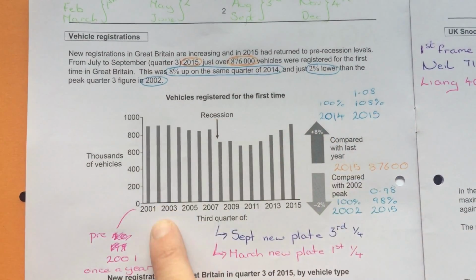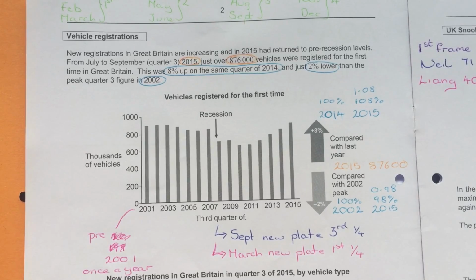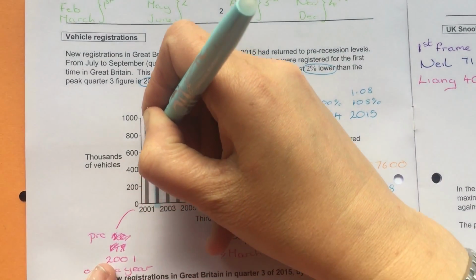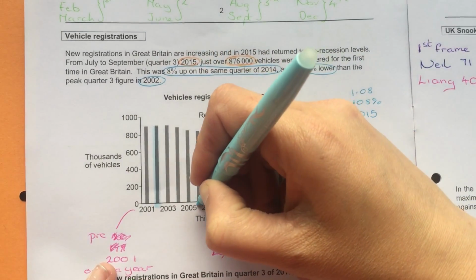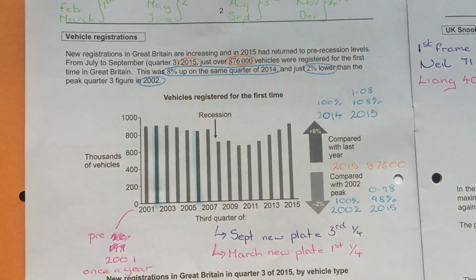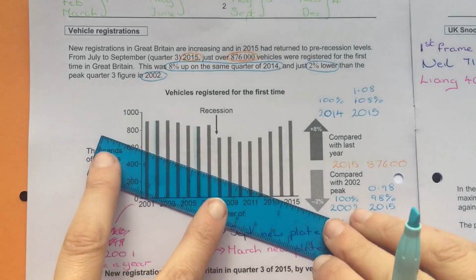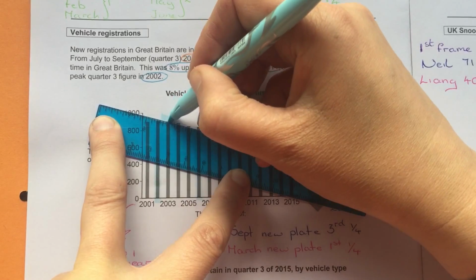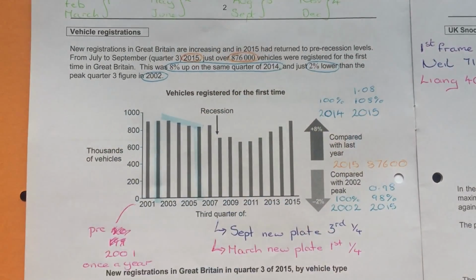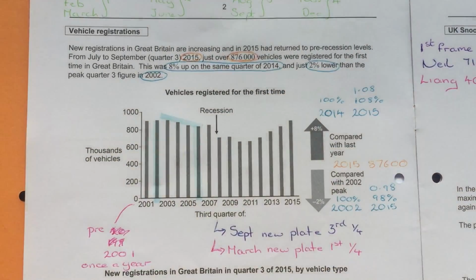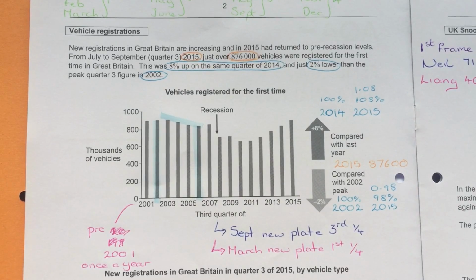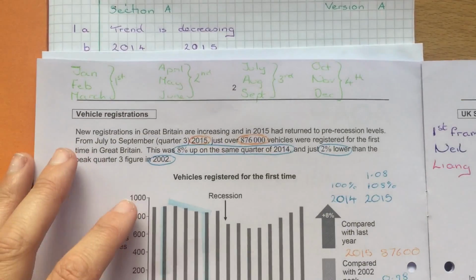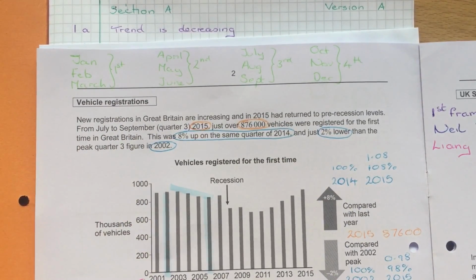Looking at the graph we are working on, we've got 2002, which would be this one, and we've got 2006, which would be this one. So if we look at the trend over this time frame, we can see that it is decreasing. So it's going down over this time period. So this can be simply answered as the trend is decreasing.